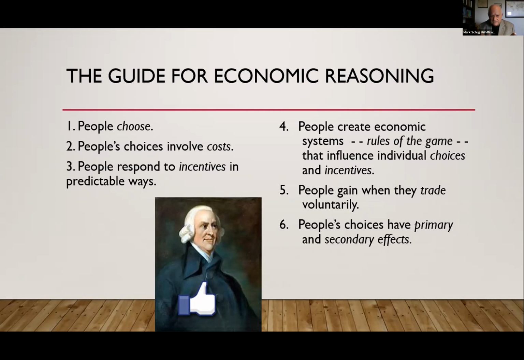People choose. People's choices involve costs. People respond to incentives in predictable ways. People create economic systems. These are the institutions that we're talking about. They create an economic system, or I sometimes like to call it rules of the game. I got that from an economist named Paul Heyne. Rules of the game that influence choices and incentives to individuals. All right, so those rules of the game, that's the Constitution and other institutions. That's the Federal Reserve System, that the decisions they make influence our choices.